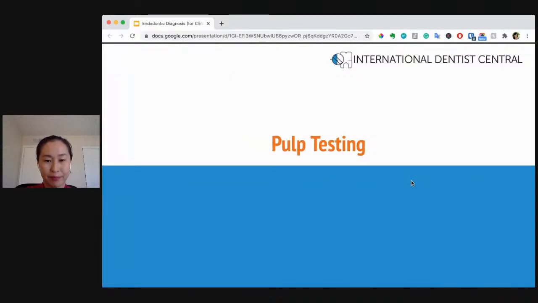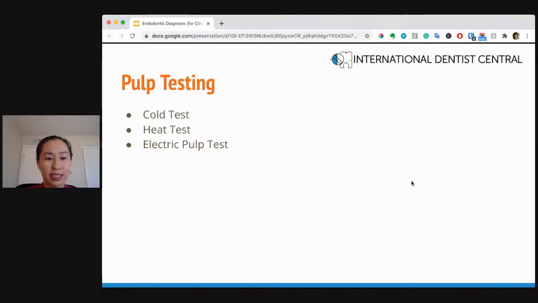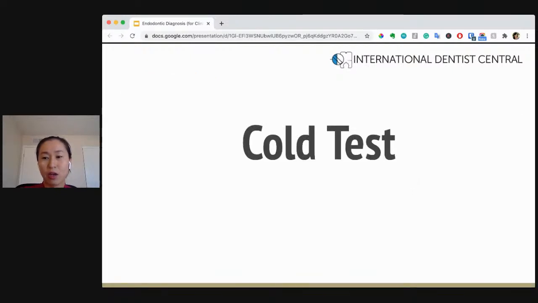Pulp testing. Cold test, heat test, electric pulp test. Those are the three. Cold test is a great test. You use something like endo ice, and you spray some endo ice on a cotton pellet and place it on the middle third of the tooth to see if the patient responds or doesn't respond.